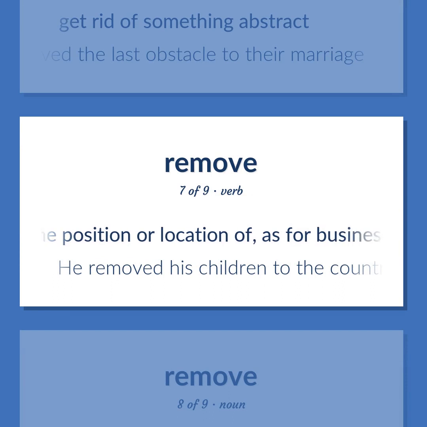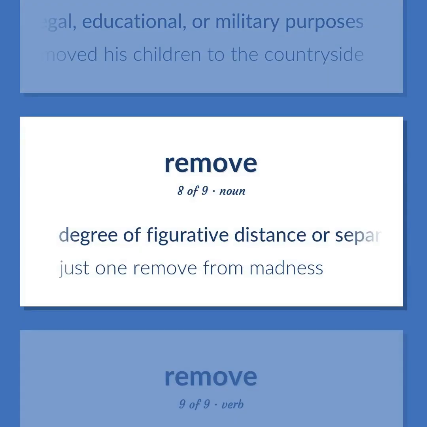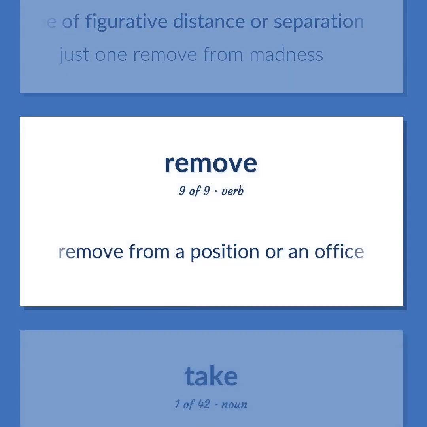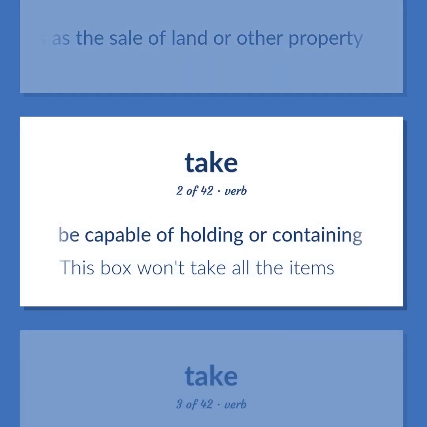Shift the position or location of, as for business, legal, educational, or military purposes. He removed his children to the countryside. Degree of figurative distance or separation. Just one remove from madness. Remove from a position or an office. The income or profit arising from such transactions as the sale of land or other property. Be capable of holding or containing. This box won't take all the items.